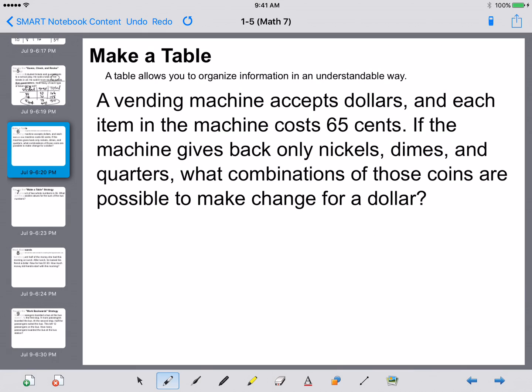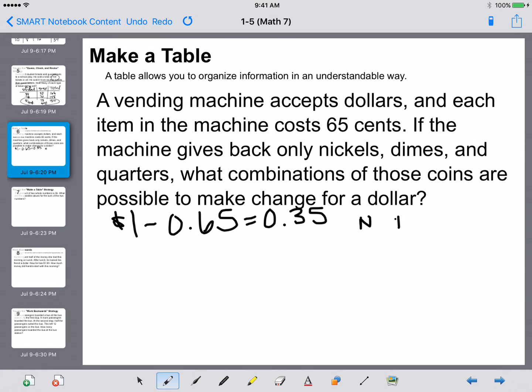So what we're going to do is figure out, number one, how much change we're getting back. So if things cost 65 cents, we can put in $1. So $1 minus 65 cents gets us 35 cents. So we need to figure out the possible ways that you could get 35 cents using nickels, dimes, and quarters.